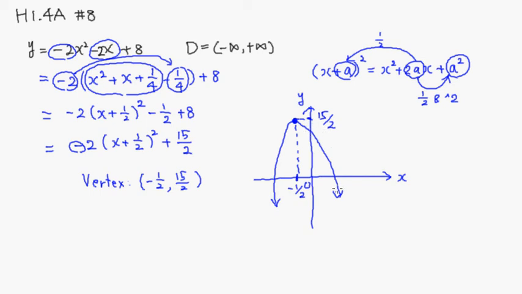Which means that the range is going to be from negative infinity all the way to the largest number, which is 15 over 2. Then we put the square bracket to indicate that you can actually hit 15 over 2. So this is the range of the function. I hope this was clear.